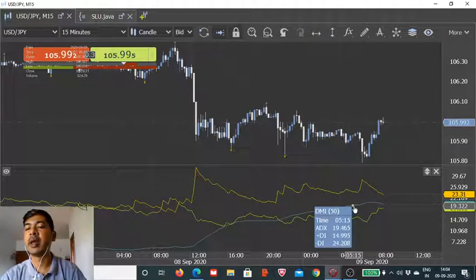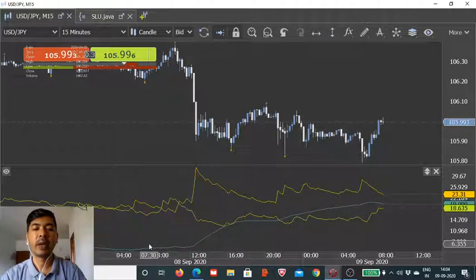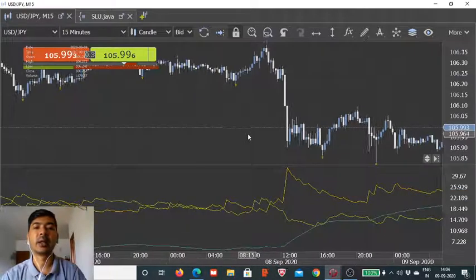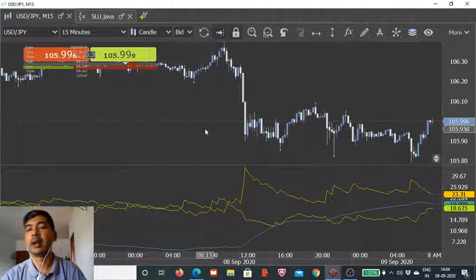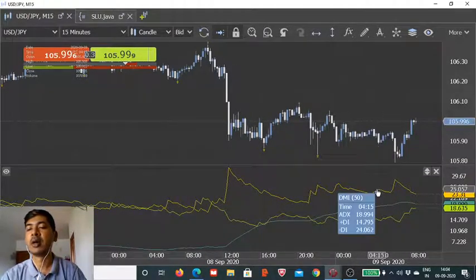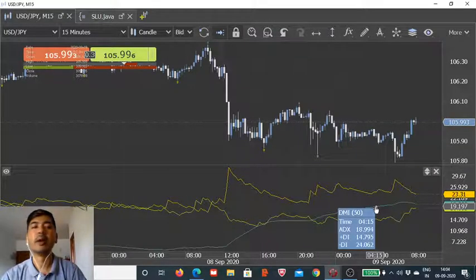If the DI minus value is above the DI plus value, that means the bearish trajectory is strong, the bears are in control, and if the DI plus value is above the DI minus value, that means the trajectory is stronger on the bullish side and it's better to go for the buy trade. So we can use this comparison between the DI values, the positive DI as well as the negative DI values, and we can determine what is the trajectory of the underlying instrument.